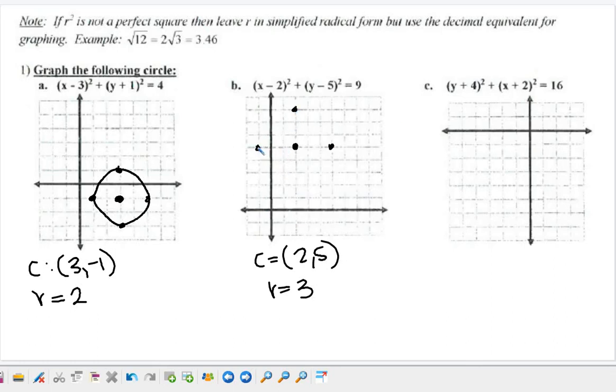3 to the left and 3 down. And this one's going to be even worse. It's totally fine. And we have our circle.